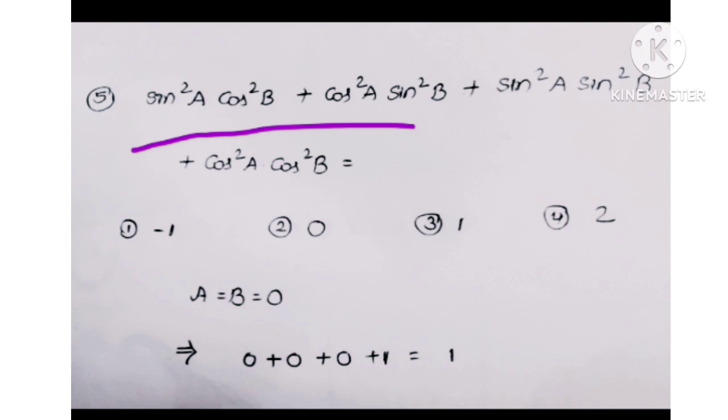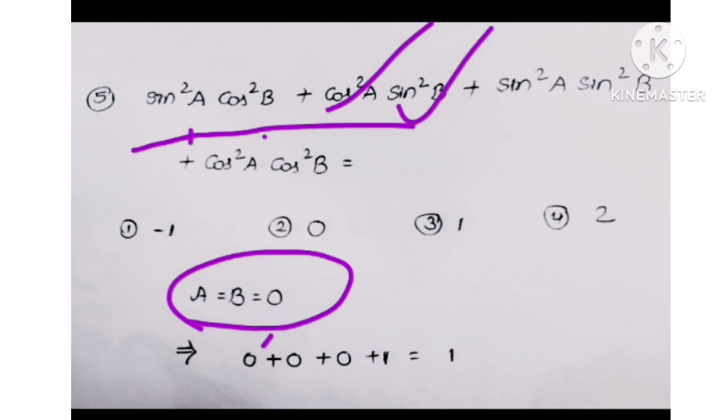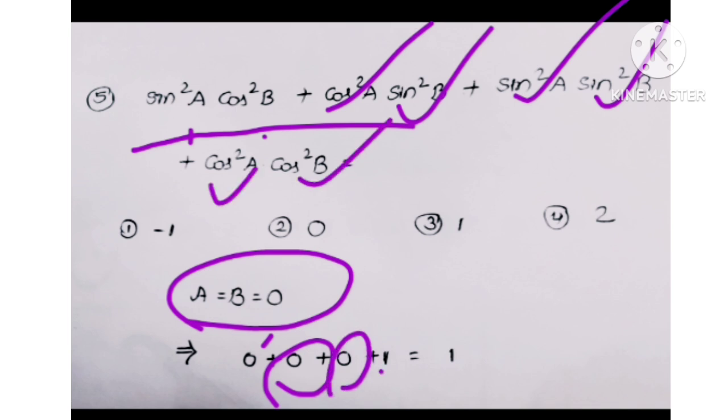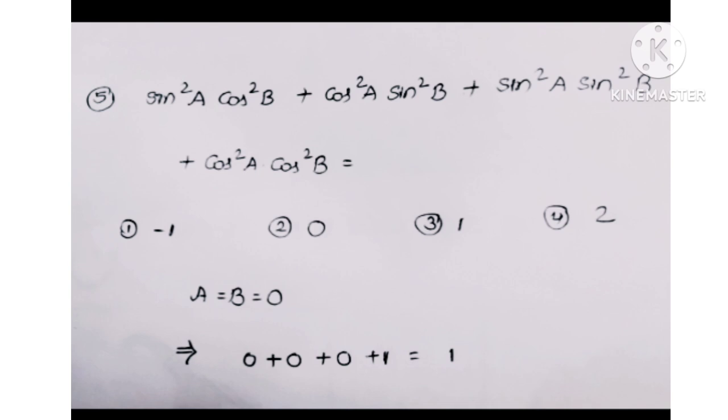Okay, so sin 0 is 0, cos 0 is 1, 0 into 1 is equal to 0. Cos 0 is 1, sin 0 is 0, 0 into 1 is equal to 0. Sin a is 0, sin b is 0, 0 into 0 is equal to 0. Cos a is 1, cos b is 1, 1 into 1 equals 1. So the final answer is equal to 1. That is nothing but the third option. Understand all of you? Very easy question. Simply replace the angle values with 0, 0. Okay, that's all. That is the answer.